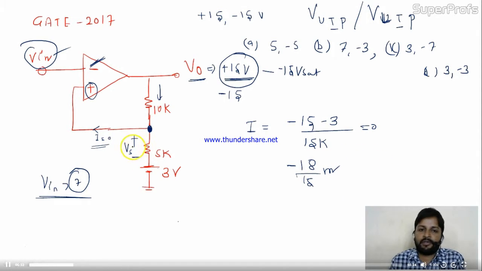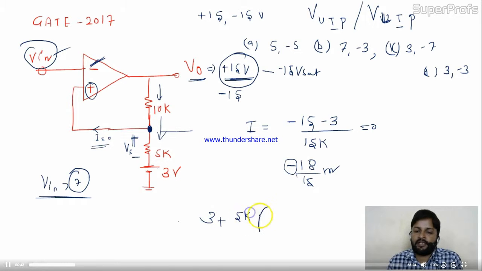Now you have to find out the voltage drop over here. Let's take the current direction like that only, because we assume the current, but use this minus sign over there also. So this voltage will be 3 plus 5K into current in it. The current is 18 divided by 15, in milli, and this is K, 5K into 5K. So milli and K will cancel out.